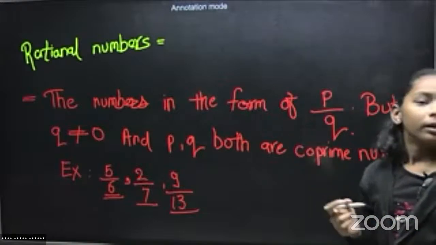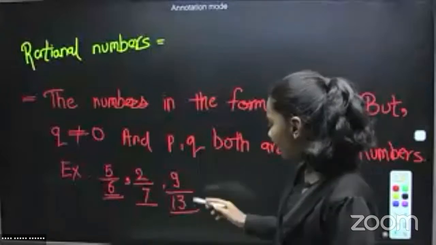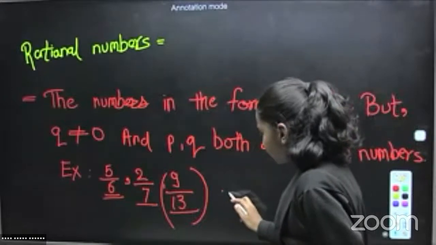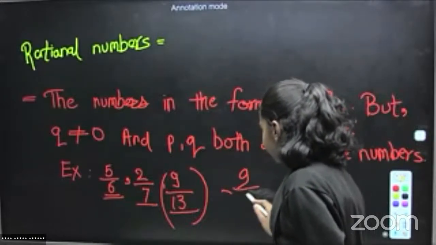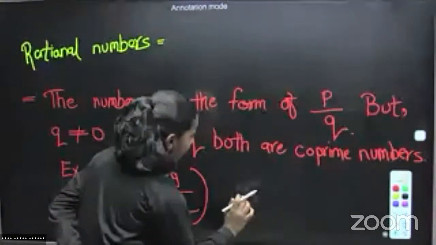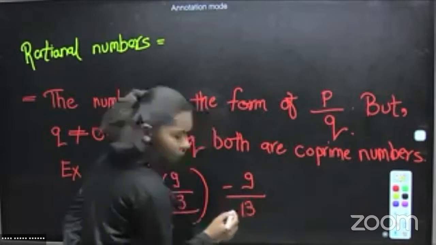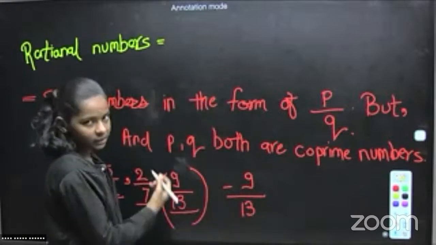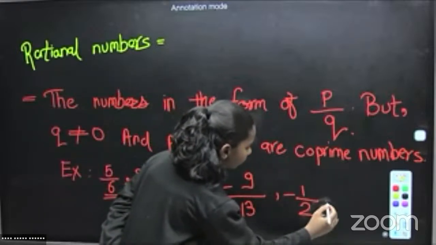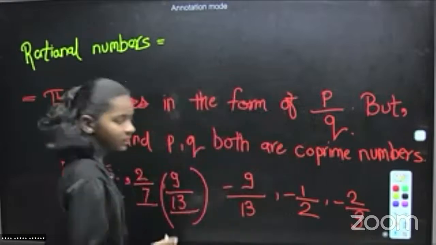And there is a point: negative rational numbers are also there. There are two types of rational numbers. These are positive rational numbers. And we can write like this also. If the example is like this, minus 9 upon 13, this is called a negative rational number. Minus 1 upon 2, minus 2 upon 3. These are negative rational numbers.